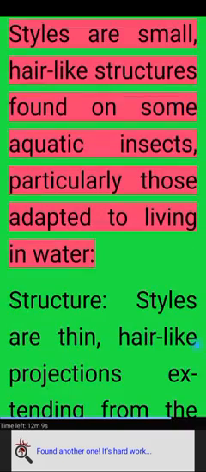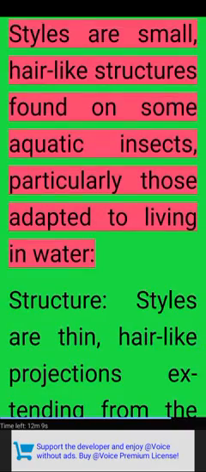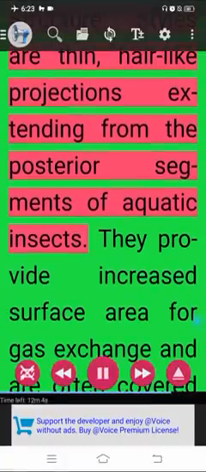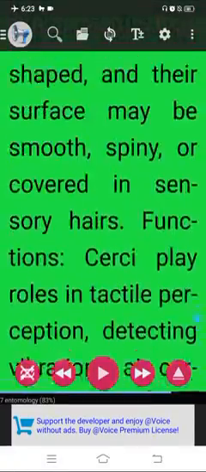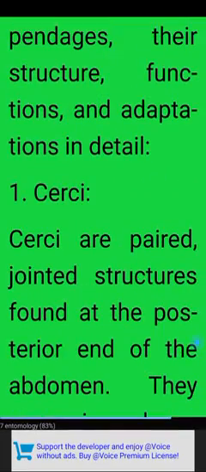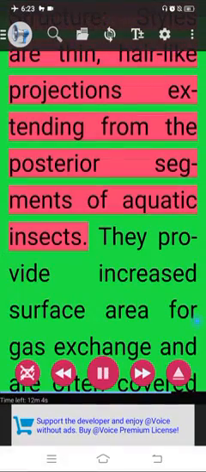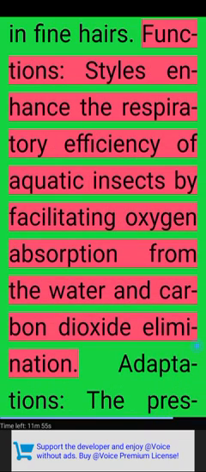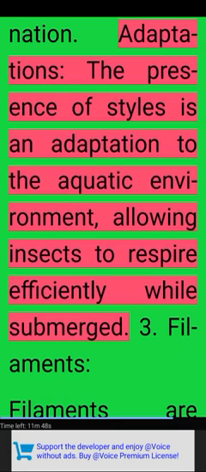2. Styles. Styles are small, hair-like structures found on some aquatic insects, particularly those adapted to living in water. Structure. Styles are thin, hair-like projections extending from the posterior segments of aquatic insects. They provide increased surface area for gas exchange and are often covered in fine hairs. Functions. Styles enhance the respiratory efficiency of aquatic insects by facilitating oxygen absorption from the water and carbon dioxide elimination. Adaptations. The presence of styles is an adaptation to the aquatic environment, allowing insects to respire efficiently while submerged.